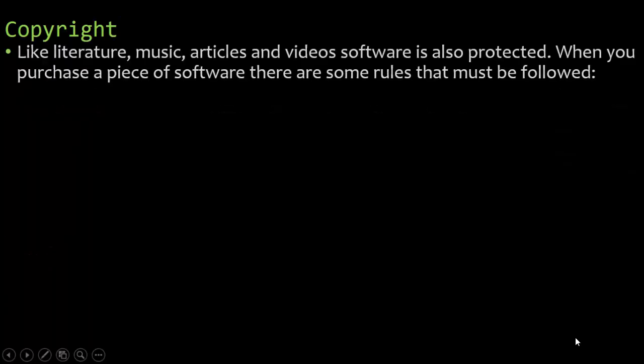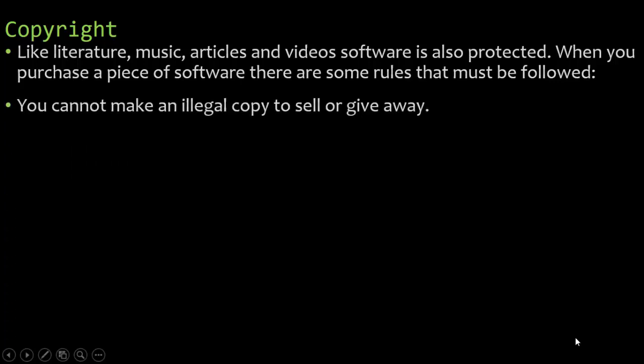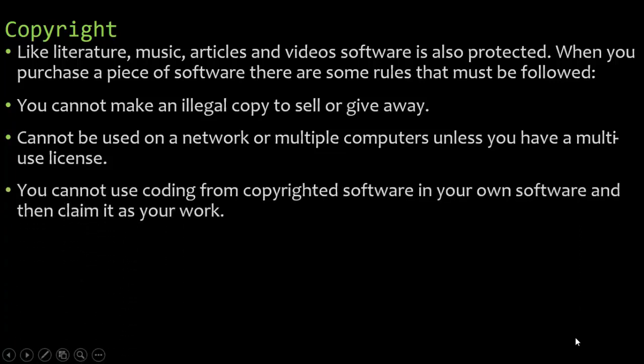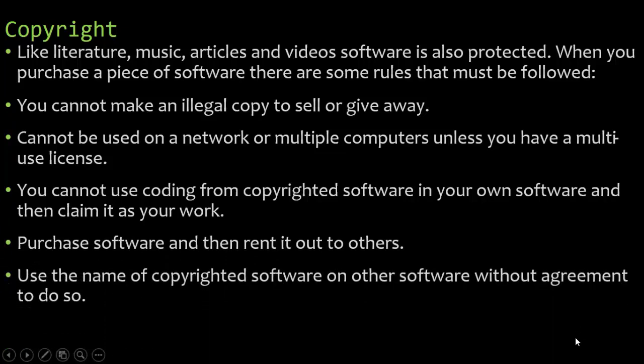Like literature, music, articles, and videos, software is also protected by copyright. When you purchase a piece of software, there are some rules that must be followed. For example, you cannot make an illegal copy to sell or give away, and that's called piracy. It cannot be used on a network or multiple computers unless you have a multi-use license. You cannot use coding from copyrighted software in your own software and then claim it as your work. You cannot purchase the software and then rent it out to others, and you cannot use the name of copyrighted software on other software without agreement to do so.